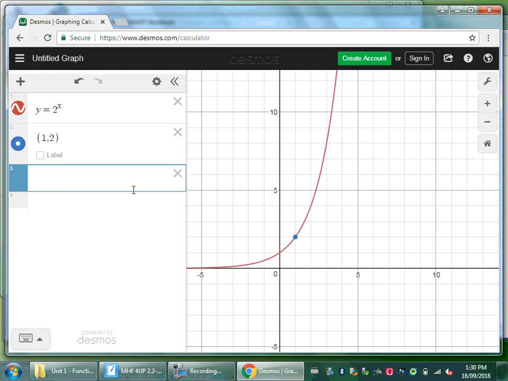Now, this is going to be a little weird, but I want to come up with a general point that could be anywhere on the function. So if I say that my x coordinate is a, what would the y coordinate be if it's on the function y equals 2 to the x? If I said the x coordinate is generic value a, what would the y value at this point be? 2 to the a, right? 2 to the a.